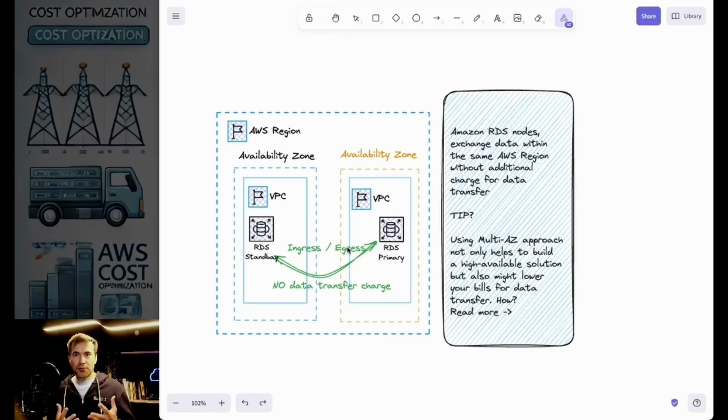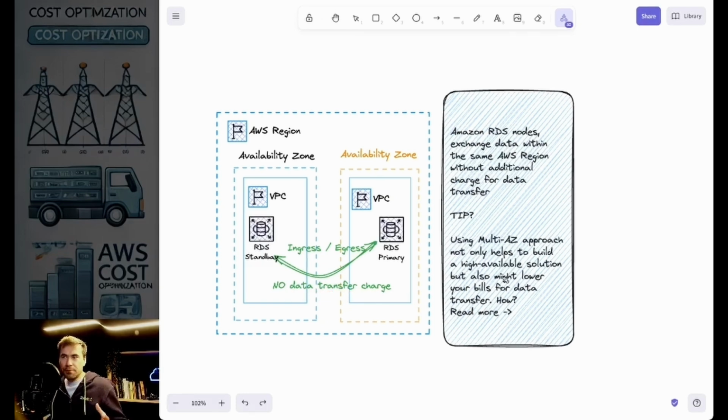When you think about Amazon RDS, if you have a cluster, multiple database nodes, there is no data transfer cost when you are within one region. What does it mean? When your databases communicate together from one availability zone to another to give you a highly available solution, you are not paying for this data transfer.